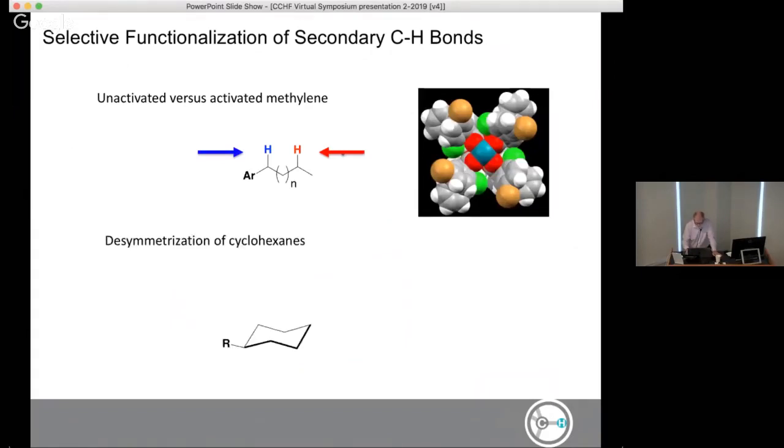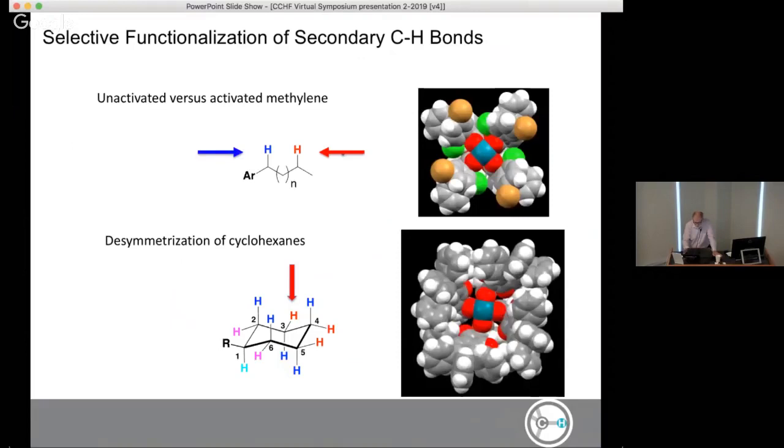And then another system we've been looking at is desymmetrization of cyclohexanes. So if you have an alkyl group on a cyclohexane, that makes it pretty challenging for CH functionalization because you have several relatively similar CH bonds. But we've got a catalyst that will go cleanly for the C3 position, will not hit C5 or C4. And so basically you will desymmetrize the substrate. And this is that 16-phenyl catalyst that we have developed.